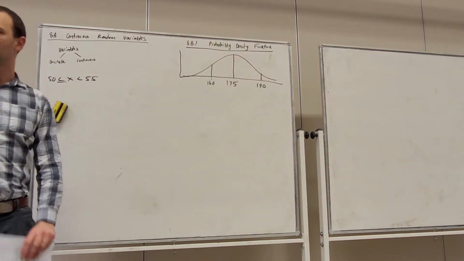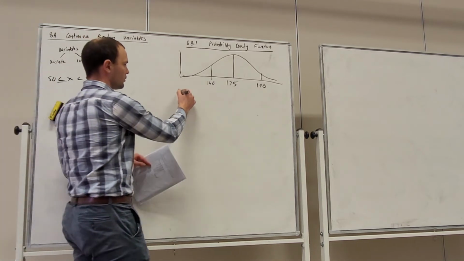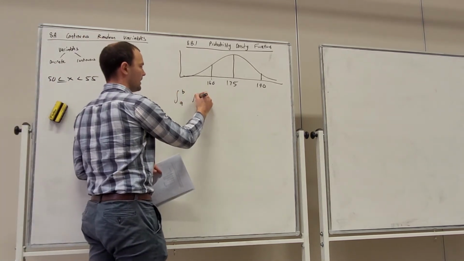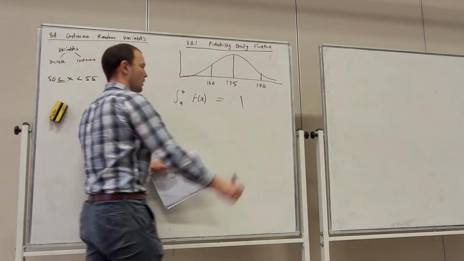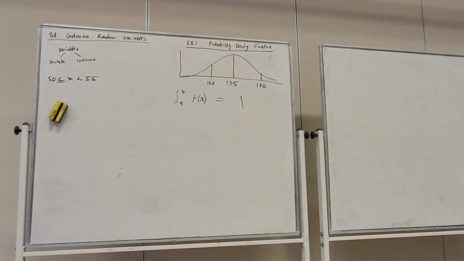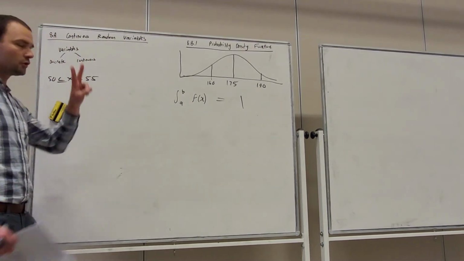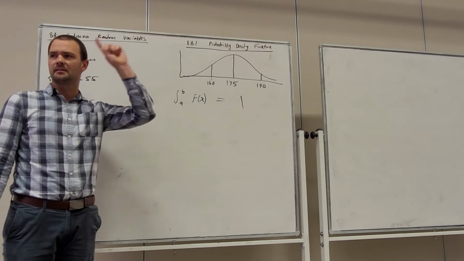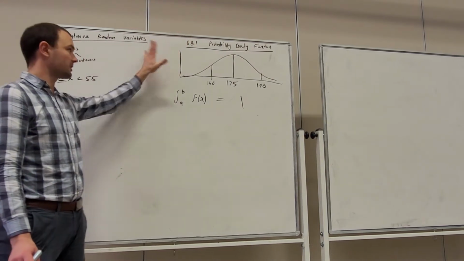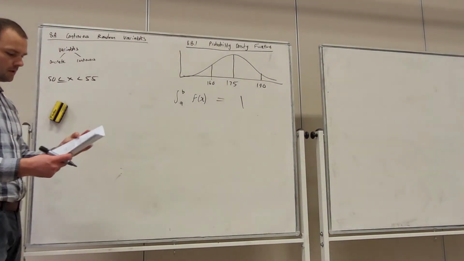And the second condition is that the integral from the lower boundary to the upper boundary of the function is 1. What does that mean? The total area under the curve is 1, that all probabilities add up to 1. So two properties: above the x-axis, sum of probabilities is 1. That's going to make it a valid density function.